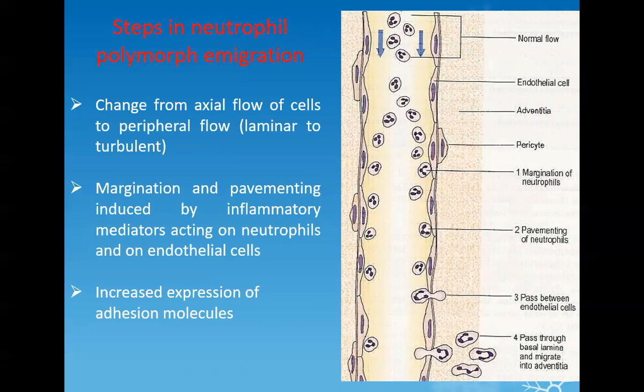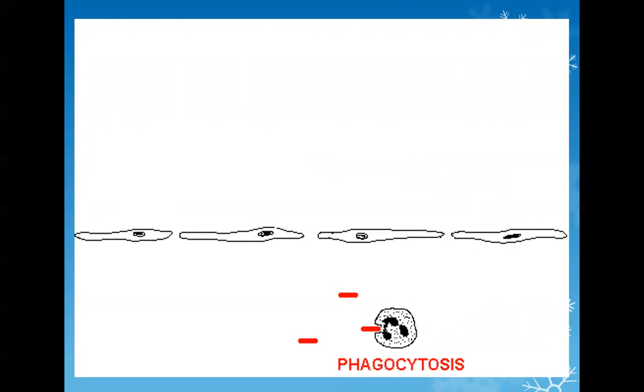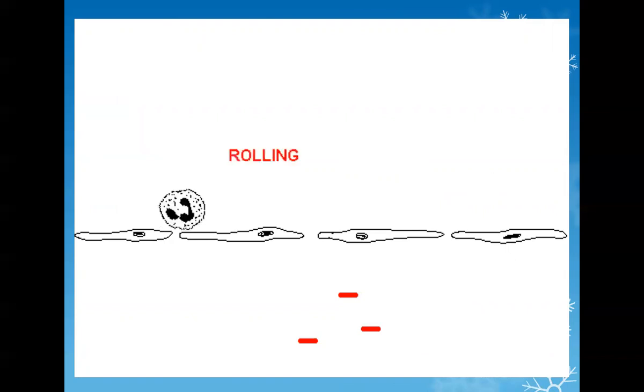First of all, it was in the center, and slowly and gradually it goes toward the endothelial cells, and then it starts rolling, pavementing, and then sticking on the endothelial cell. This is called diapedesis, which is allowing this neutrophil to go out, and finally it's moving towards the injurious agent. So this is how it goes: rolling, adhesion, diapedesis, chemotaxis, phagocytosis, killing of the bacteria, and that's it.